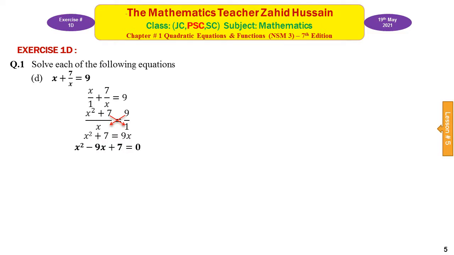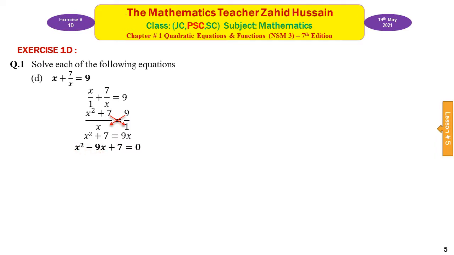Rearrange this equation and we get the standard form of a quadratic equation: x square minus 9x plus 7 is equal to 0. Now we can solve this equation by the factorization method if possible, or by the quadratic formula. Factorization is not possible because 1 multiplied by 7 is 7, and there are no two factors of 7 which when added give you minus 9. So we will solve by using the quadratic formula.